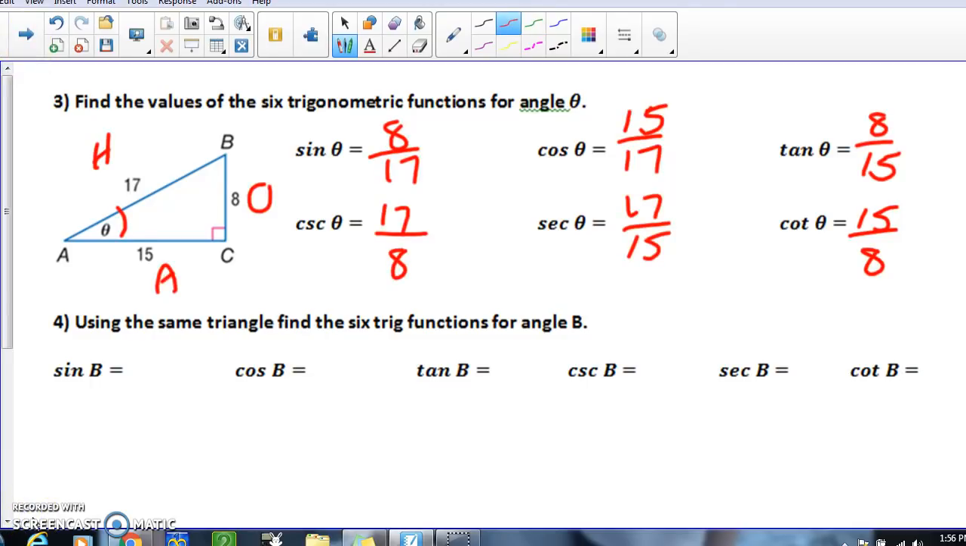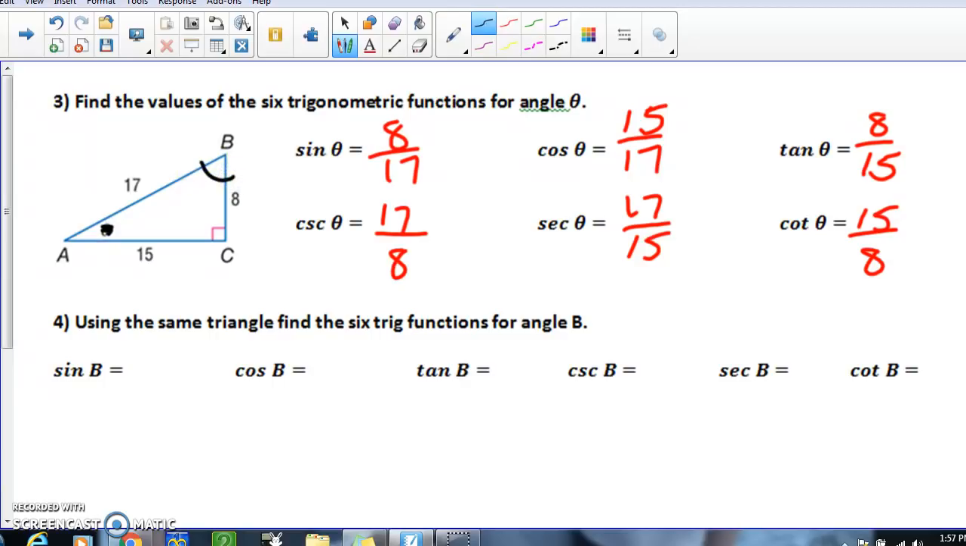Okay, so hopefully we agree. All right, now in number 4 at the bottom of the page, what I want you to do is go back to that same triangle, and I'm going to erase what I labeled because it's going to change. Instead of thinking about angle theta, or angle A, which is what I was doing, I'm not going to worry about that one. I want to worry about angle B up here.